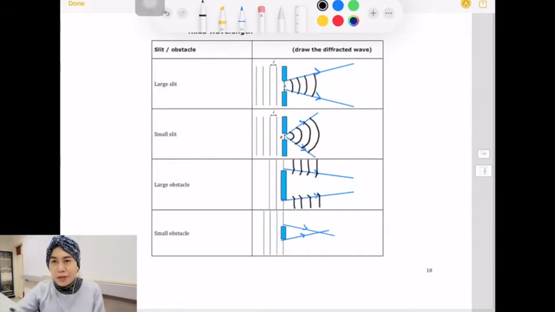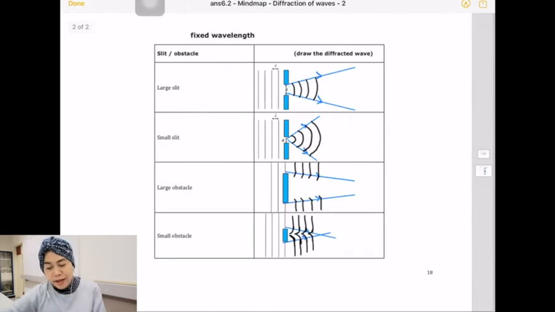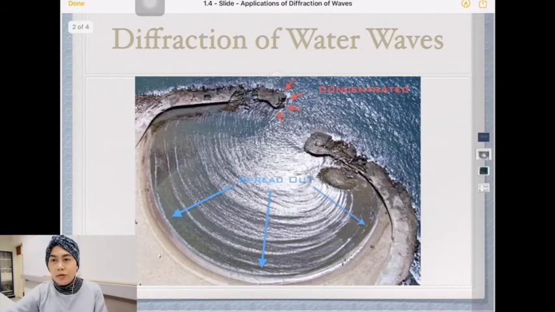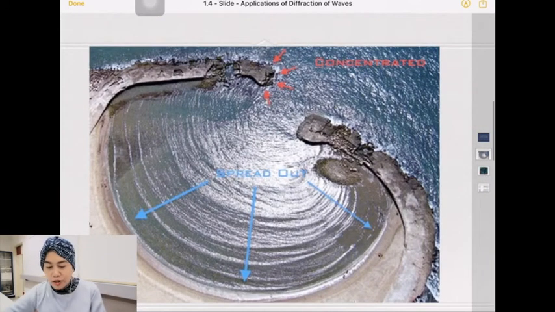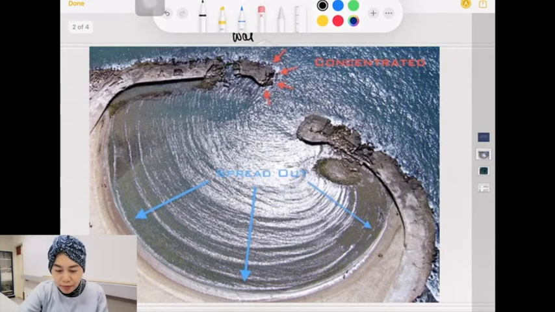And for the more obvious one, obviously the bigger the curve. Right, there you go. That's the drawing for the diffraction of water waves. So now we're going to look at an application of diffraction of water waves. If you see here in this picture, this is what we call water breaks.